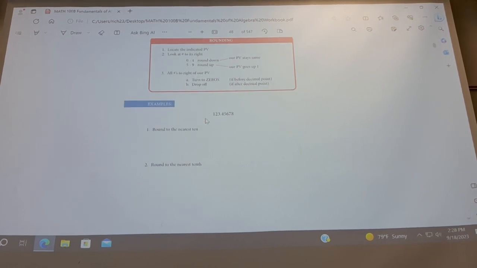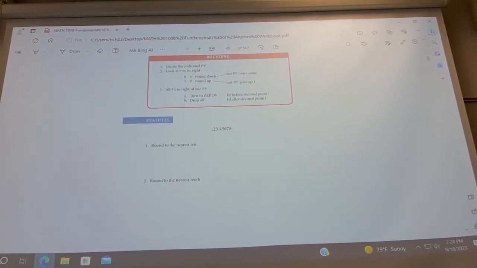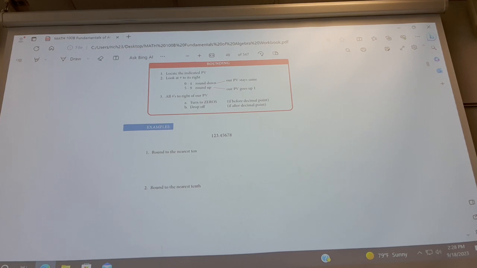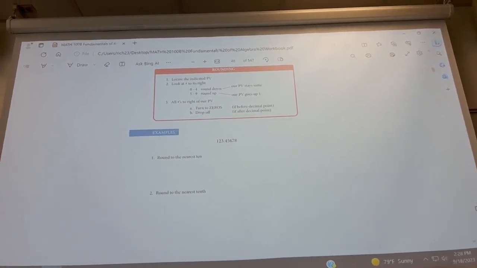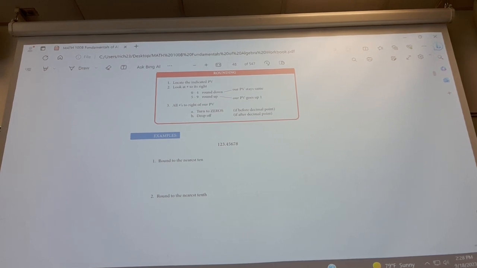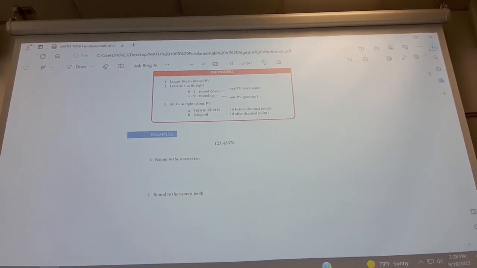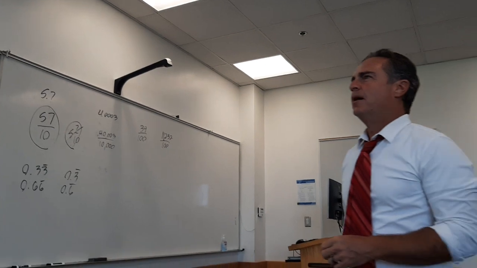All right, so the next thing in this section is rounding. You know what rounding is? It's what we do at Thanksgiving. You know, just gonna eat a lot, get a little rounder, you know, have to recommit to the gym.